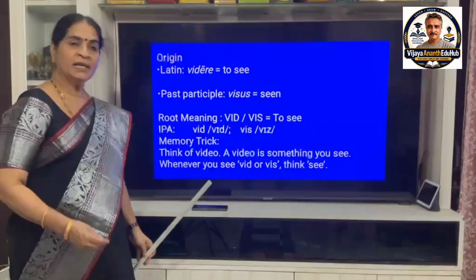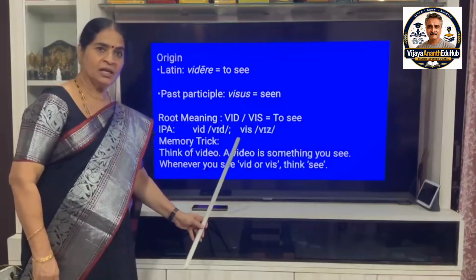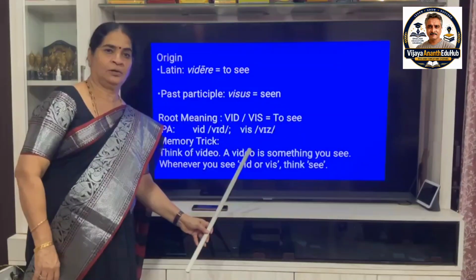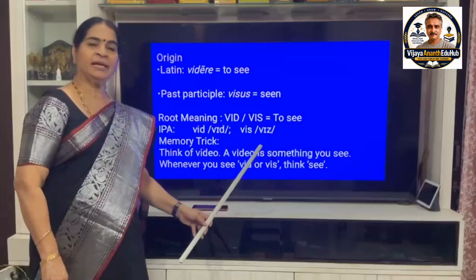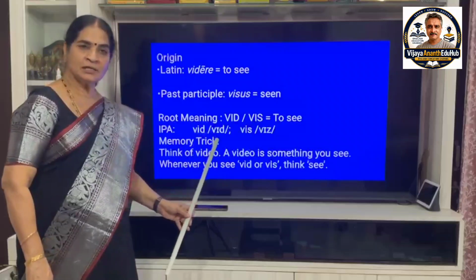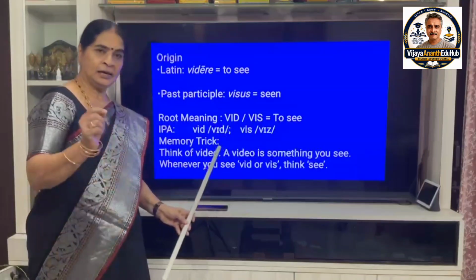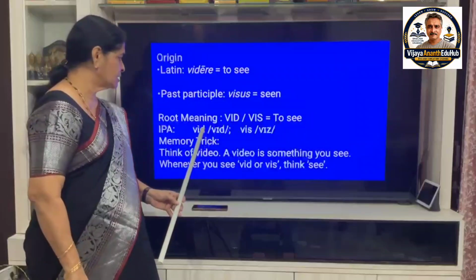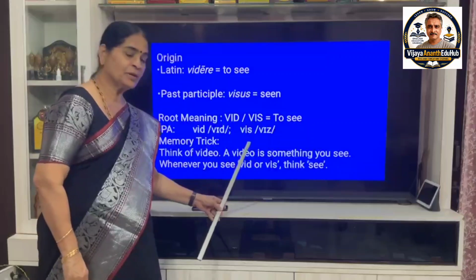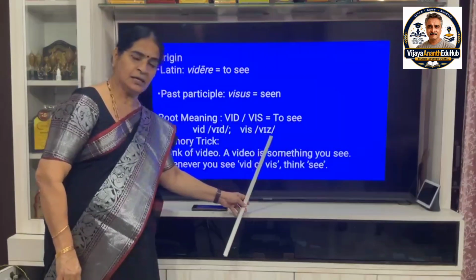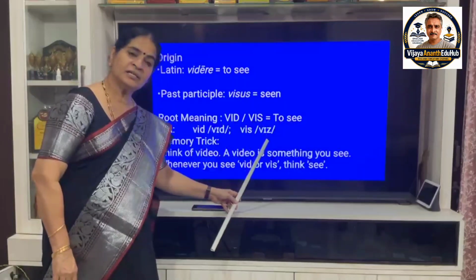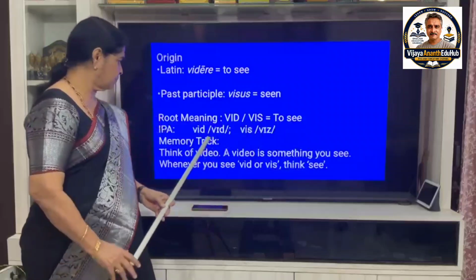The meaning of the root vid or vis is to see. Both roots share the common meaning to see. Both are the same, with a little difference in one of the consonant sounds in the IPA. Vid is pronounced v, e, d, vid. Vis is pronounced v, e, z, viz. In spelling it is S, but in pronunciation it is Z, viz.